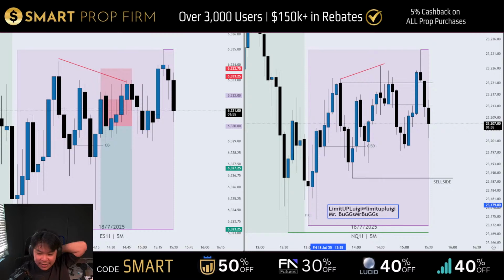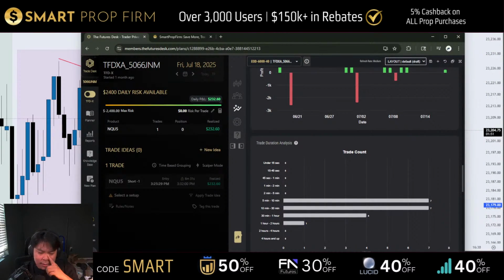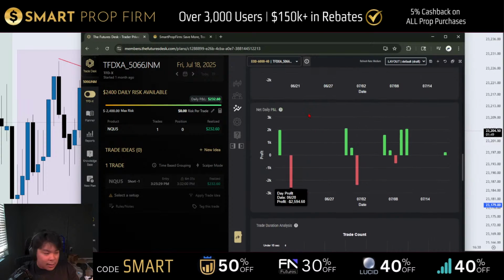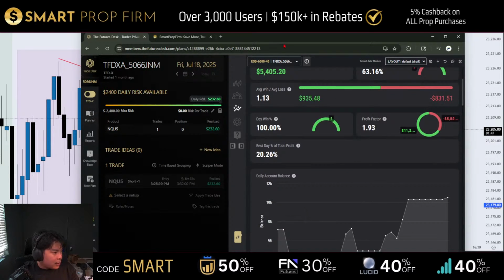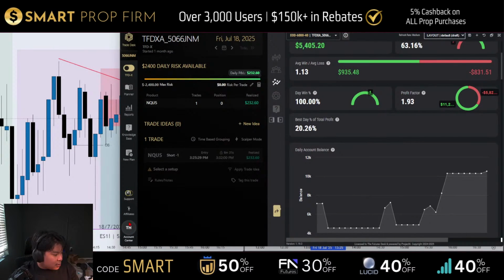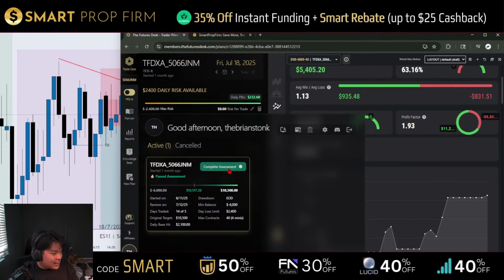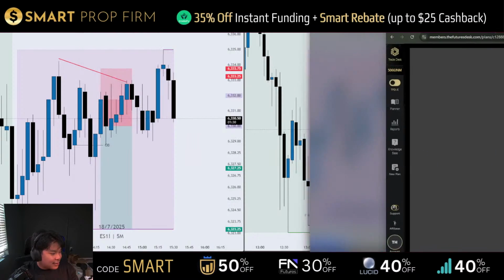Wait, you can activate it? How do you activate it? How do I do it? I need to not show anything before someone hacks me. Bottom left. Account center. Okay. Hopefully it doesn't show anything personal. Oh, look at that. Complete assessment. Let's go. Activate it.